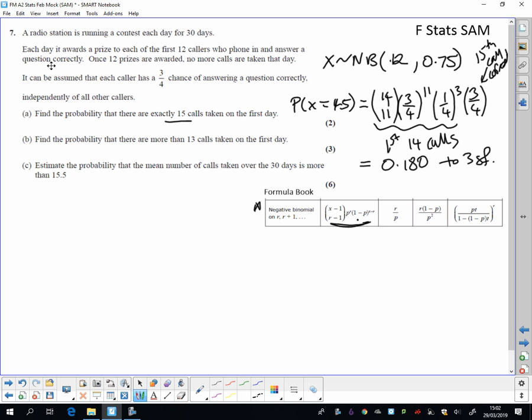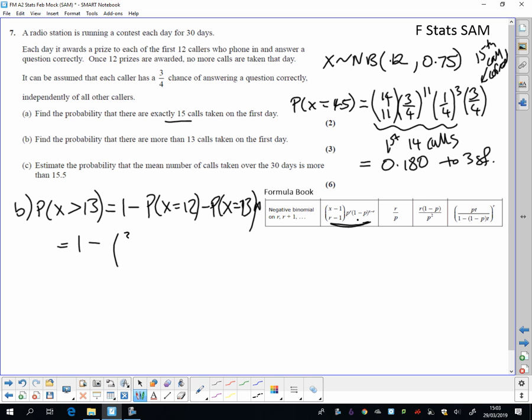Okay, so in the second one, we want the probability there are more than 13 calls on the first day. So there's no upper limit there. We need to turn this one around. So that's going to be 1 minus the probability there's 13 or fewer calls, but there's only actually 2 possibilities because the minimum number of calls is 12. So we take off the probability of getting 12 calls, and we take off the probability of getting 13 calls.